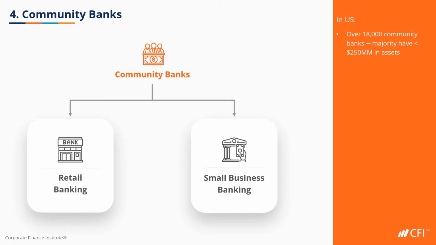Community banks are most common in the United States. In fact, there are over 18,000 such banks in the U.S., and the largest ones have balance sheets carrying over $100 billion of assets. However, the majority have less than $250 million. These community banks tend to follow the traditional lending model, but are specific to local needs.